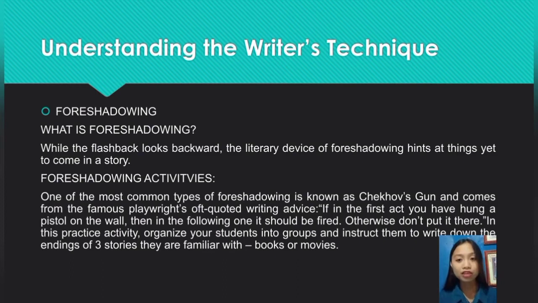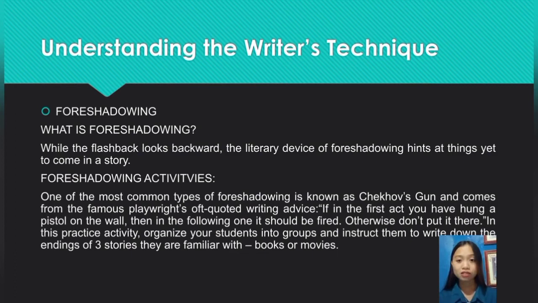We can apply this in class also. So what is an example of an activity? One of the most common types of foreshadowing is known as Chekhov's gun and comes from the famous playwright's oft-quoted writing advice: if in the first act you have hung a pistol on the wall, then in the following one, it should be fired. Otherwise, don't put it in there.